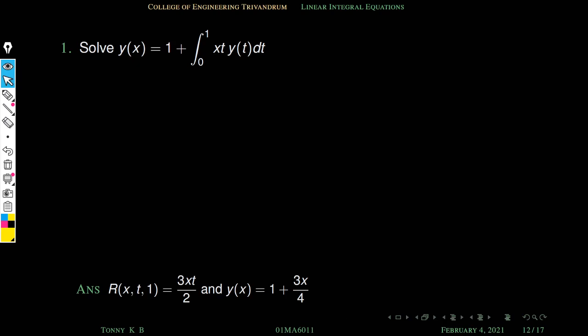The resolvent kernel is an infinite series. If it is convergent, then only we can evaluate the closed form of the solution. Okay. There are several methods for solving Fredholm integral equations depending on the situation.